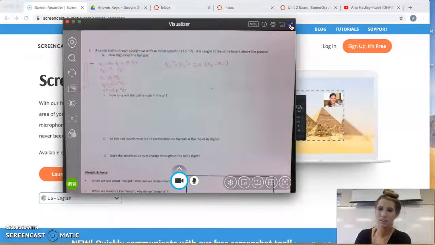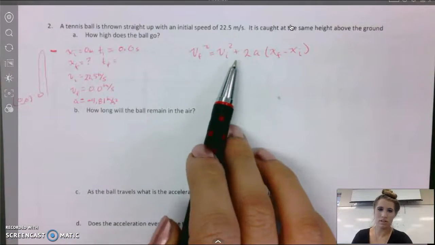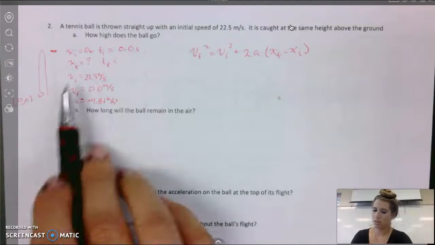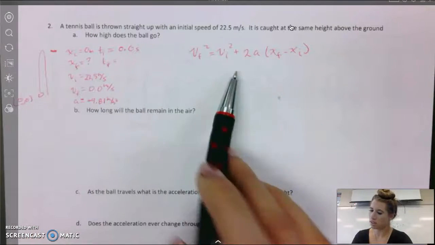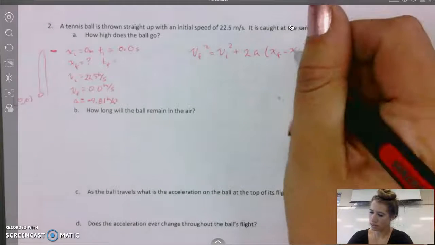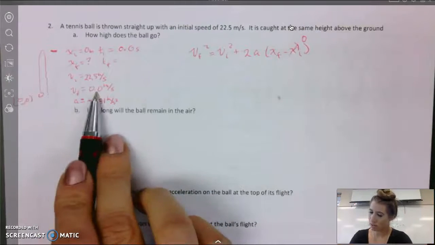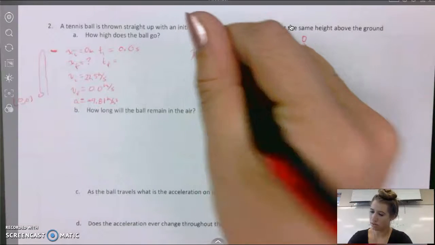So last video we ended with finding the correct equation to use for the scenario here. And so we're solving for x final. Let's look at this and see if there's any zero components for us. X initial is 0, and then velocity final is 0.